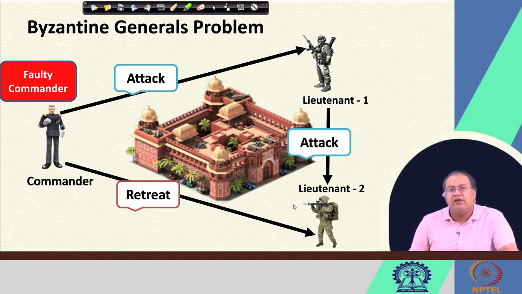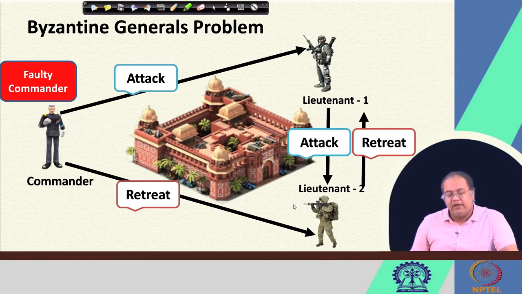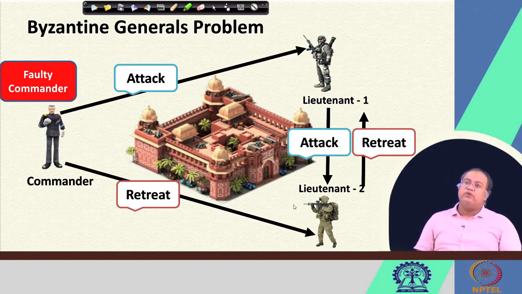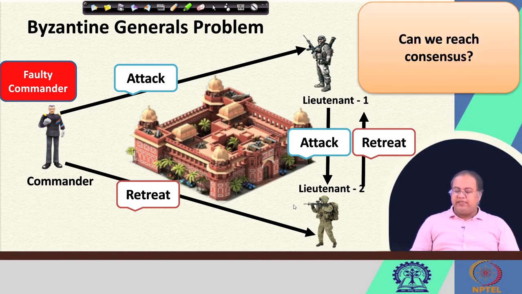So lieutenant 1 had received an instruction of attacking the fort, so it forwards that information to lieutenant 2. Similarly, whatever information lieutenant 2 had received from the commander, it sends to lieutenant 1. Here lieutenant 2 has received a retreat from the commander, and that is why it sends a retreat message to lieutenant 1. Now the question is, by sharing this message, can we reach consensus? This is an interesting problem. Why is that so?